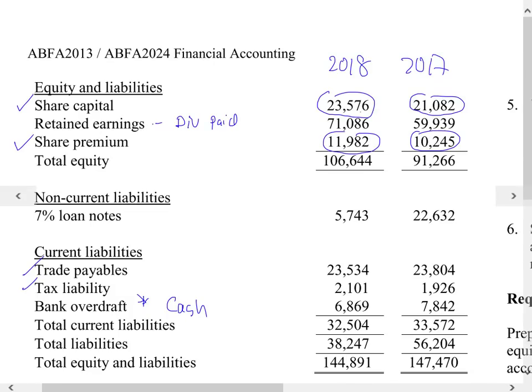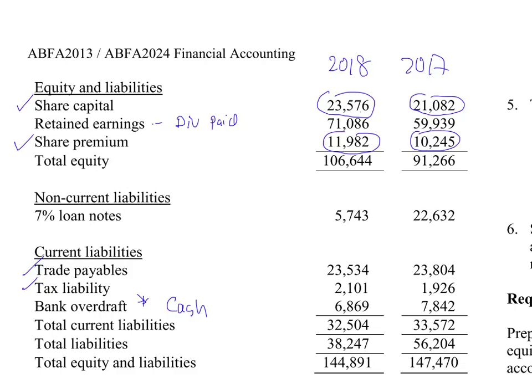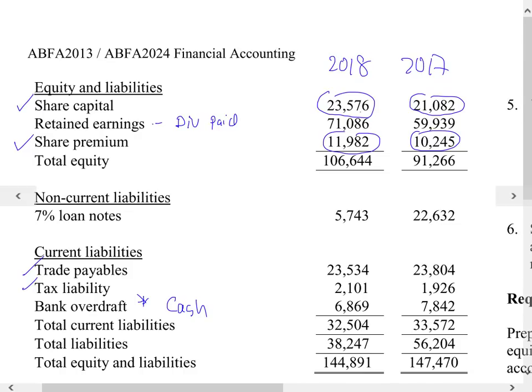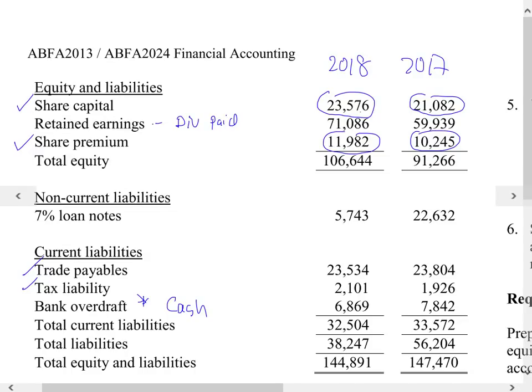Question. Last year share cap is 21. This year share cap 23. Increase. Why? Did I issue more shares? In or outflow? In, because when I issue share, I receive money, inflow. So yes, I did issue shares. Then you look at the share premium, last year 10, this year about 11.9. Means I issue above par value. When I issue above par value, share premium goes up. So we do together.